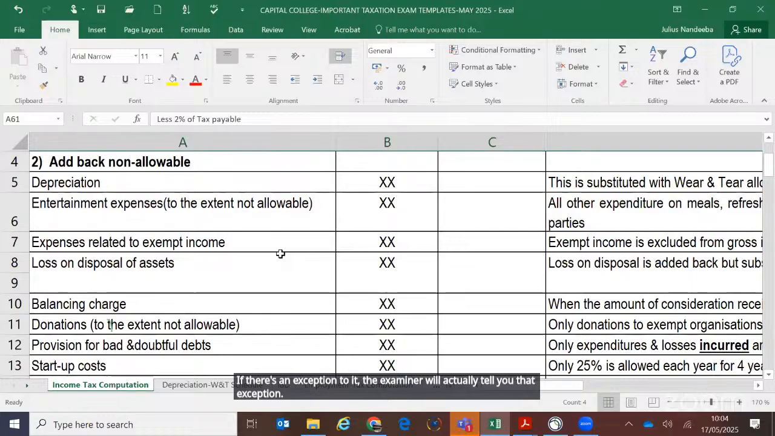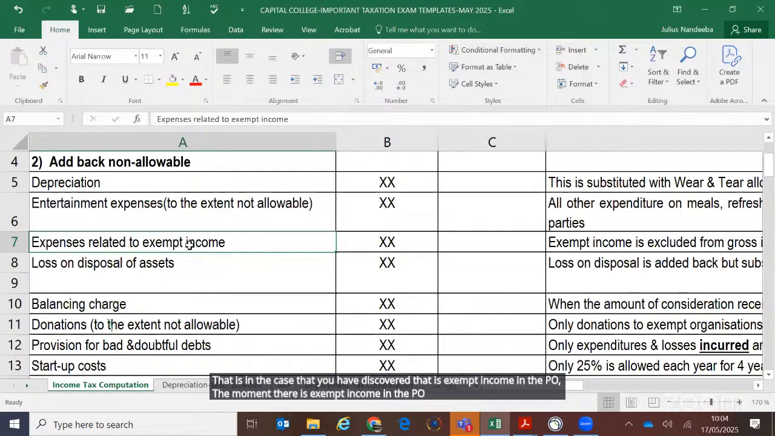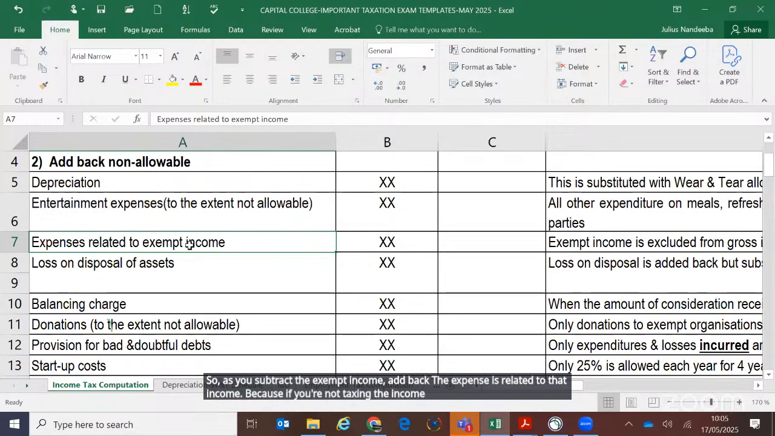Now, the next item is called expenses related to exempt income. That is in the case that you have discovered that there is exempt income in the POL. The moment there is exempt income in the POL, first of all, that exempt income is going to be subtracted in the tax computation. Now, the examiner will also tell you the expenses that are related to this exempt income are this much. So as you subtract the exempt income, add back the expenses related to that income. Because if you are not taxing the income, why should we allow you the expense?